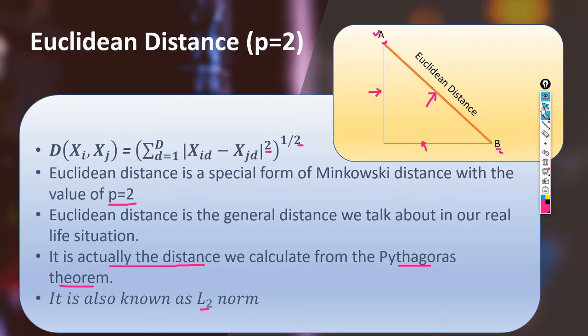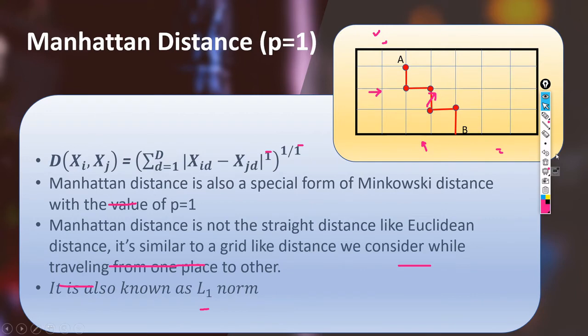Okay. Now the third distance is the Manhattan distance. Again, it is one of the special forms of Minkowski distance. Here we are substituting p equals 1. Now, Manhattan distance is not the straight line distance like the Euclidean one. It's something like a grid-like distance.